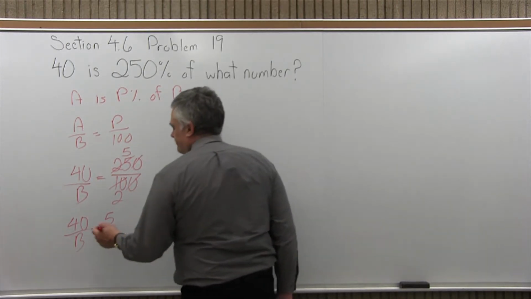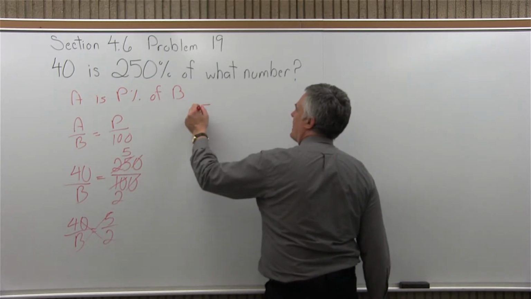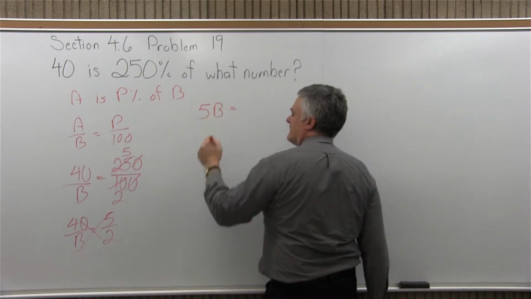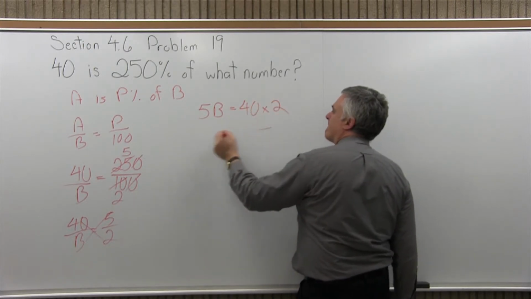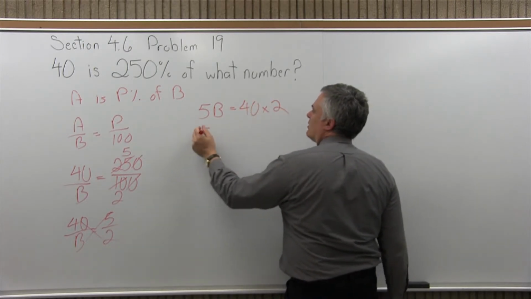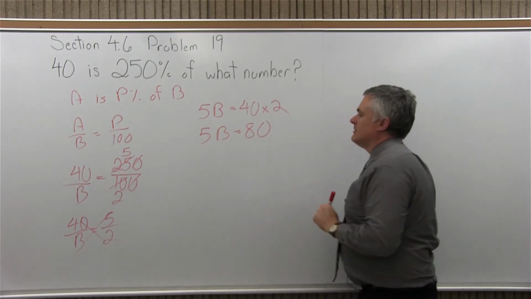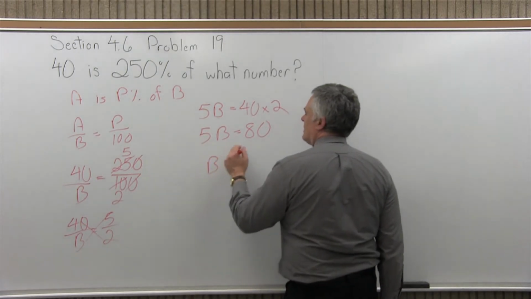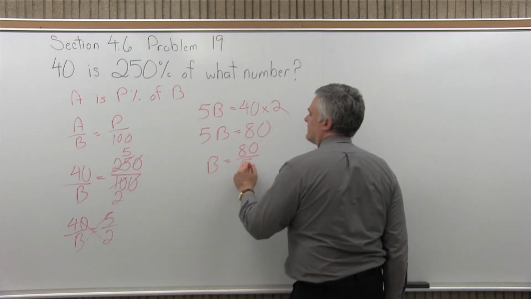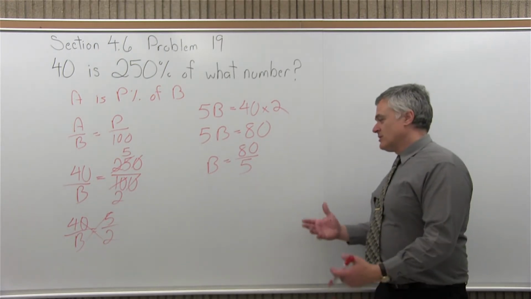So now I will cross multiply and divide. B times 5 will be 5B equals 40 times 2. So 5B equals 40 times 2 is 80. Divide by 5. Now, you may be able to do that easily in your head. I actually know the answer is 16.